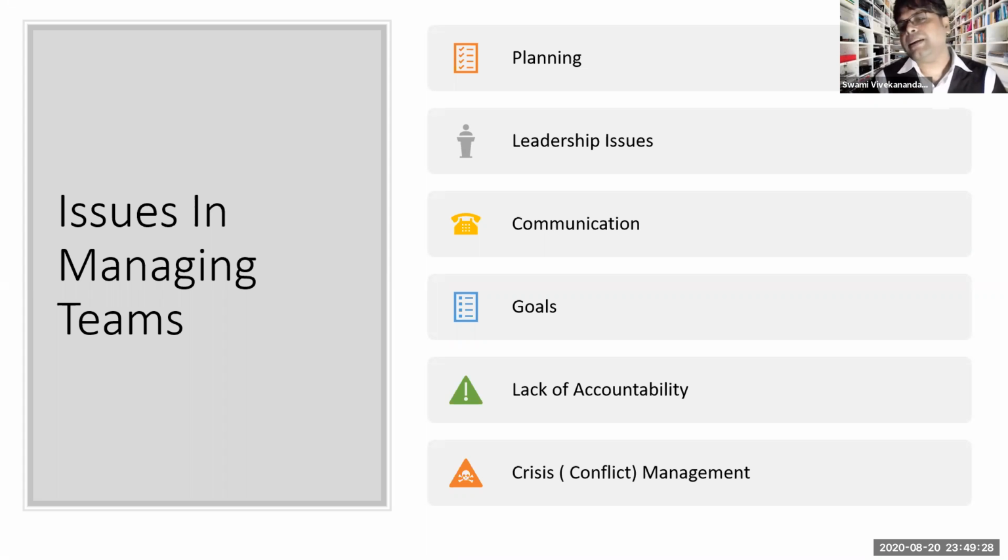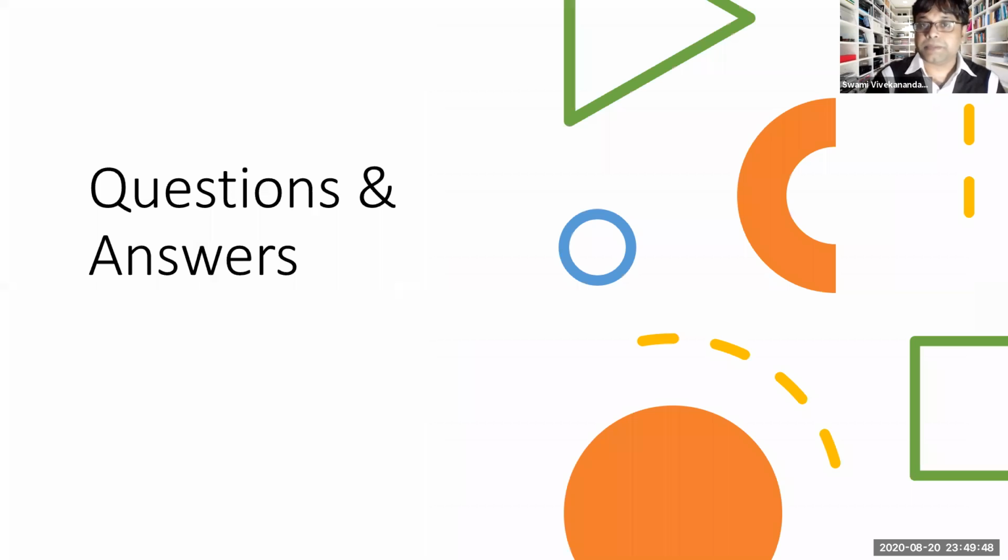Next one is crisis management. In a group, a lot of crises and conflicts will arise, and managing that crisis and conflict is a challenging task. As a team manager, you need to handle it on a regular basis, because if there is a group, there will be conflict. If there is conflict, there will be crisis, and you need to handle that situation. So these are the issues in managing teams.